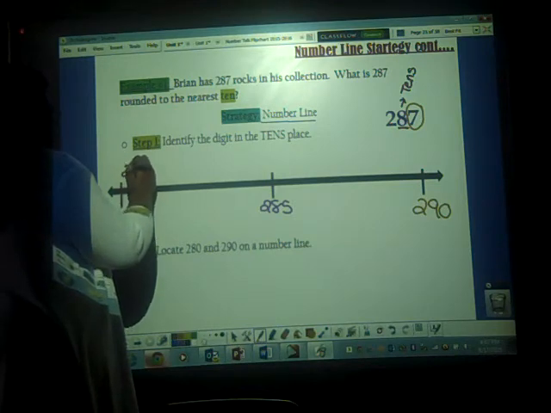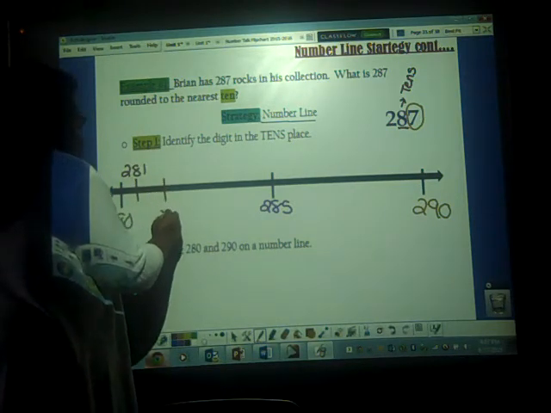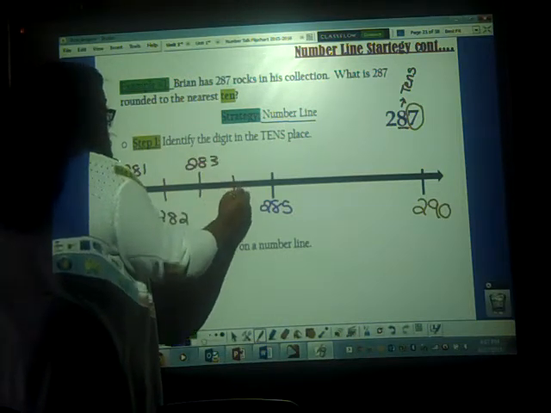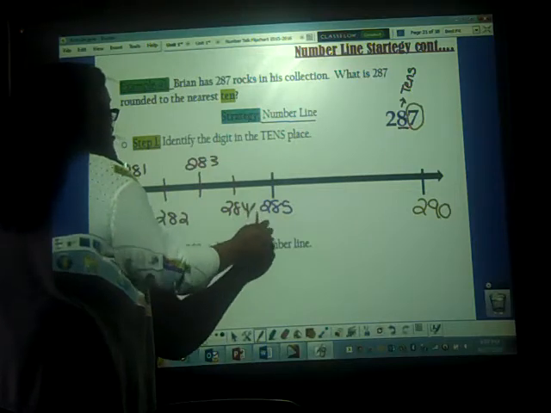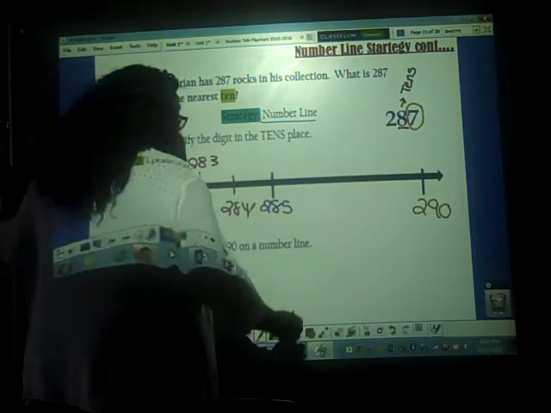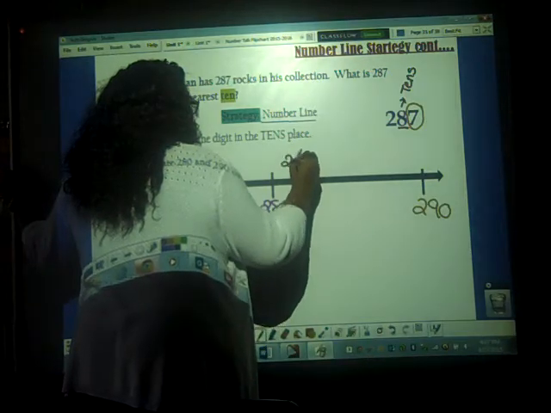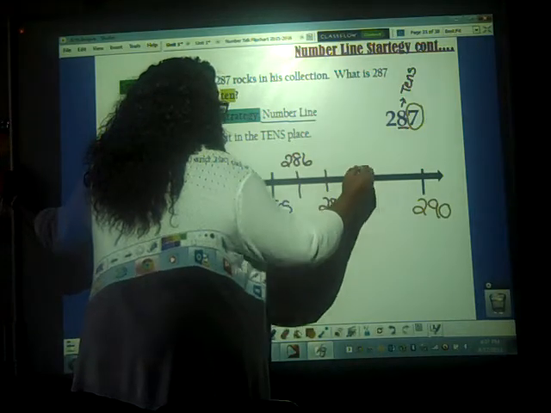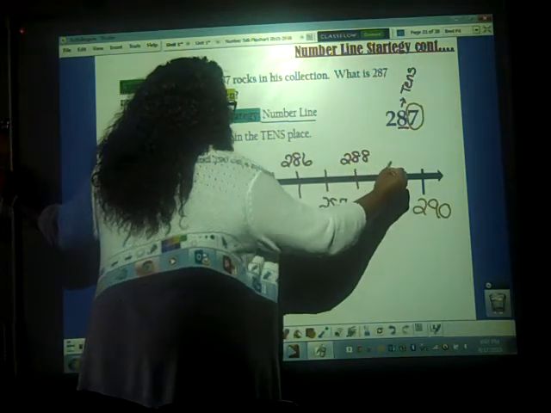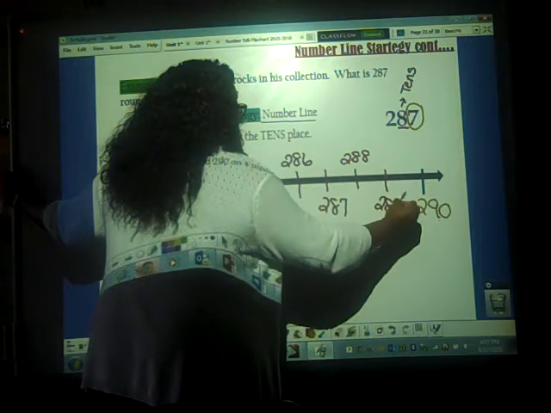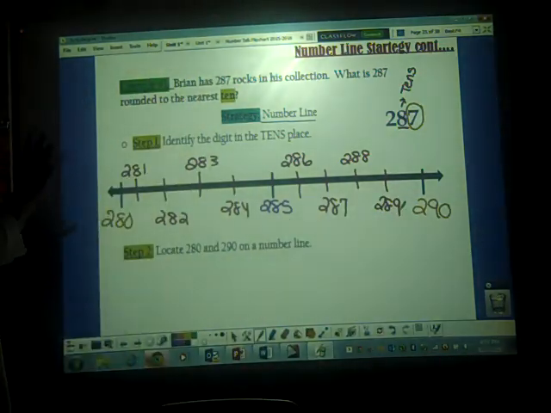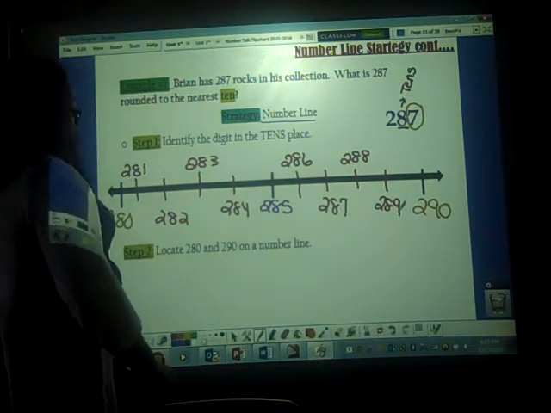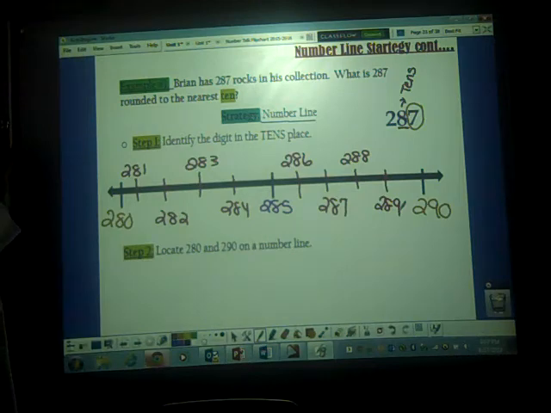So I'm going to write 281, 282, 283, 284, 285, 286, 287, 288, 289. If you need to pause and copy down all of this, by all means, do so now. And we're going to move on to step 3 and step 4.